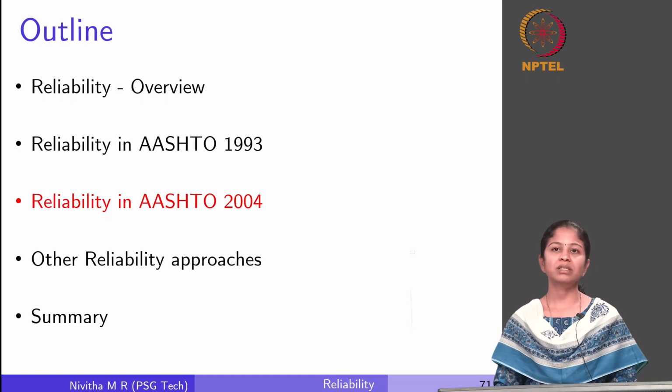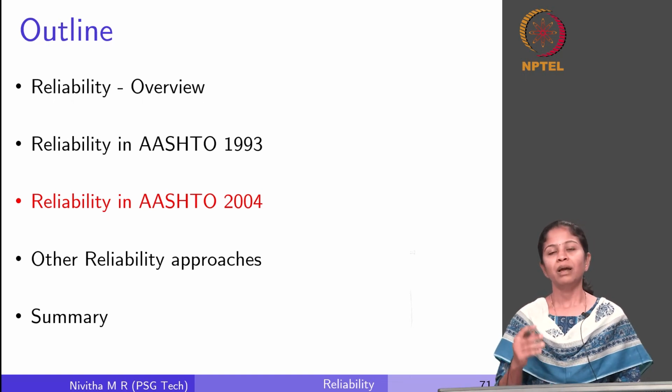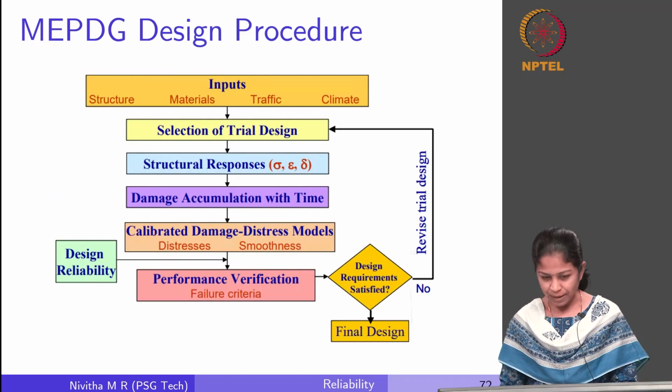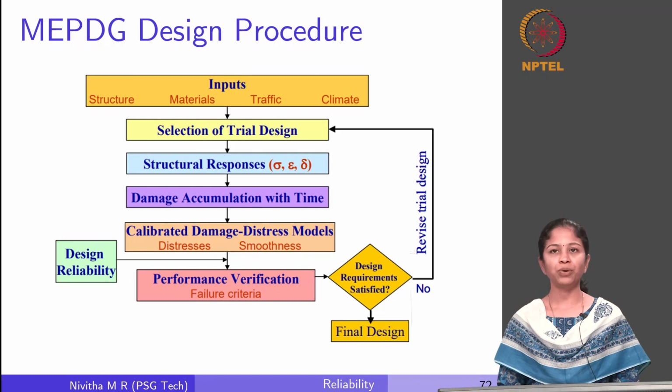Since our focus here is more on the reliability aspect, we will see how reliability is addressed in a few of these aspects, right. Say for example, with respect to the input parameters or with respect to the distress prediction model, how reliability is addressed. So, that will be the focus of our discussion with respect to AASHTO 2004. Now, let me briefly show you the design procedure which is followed. This is again common and relevant for any mechanistic empirical design procedure, right.